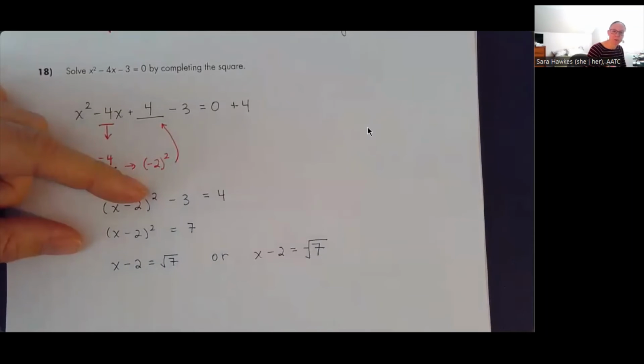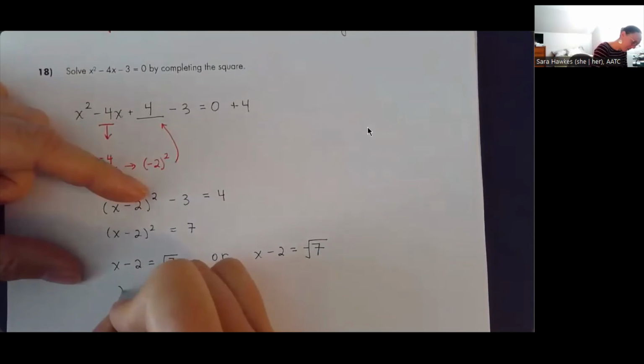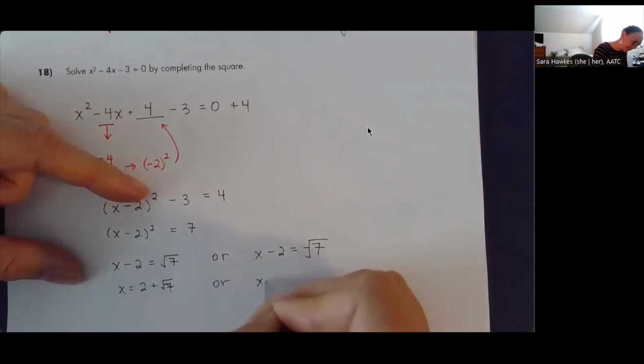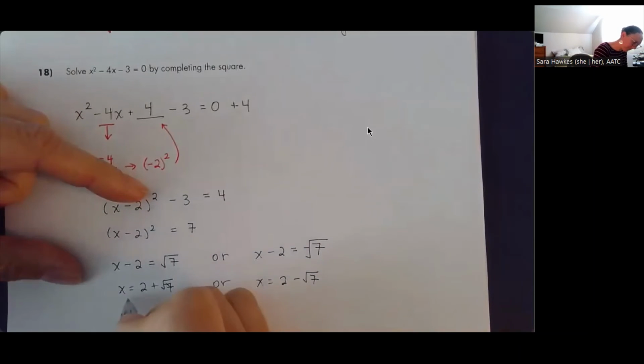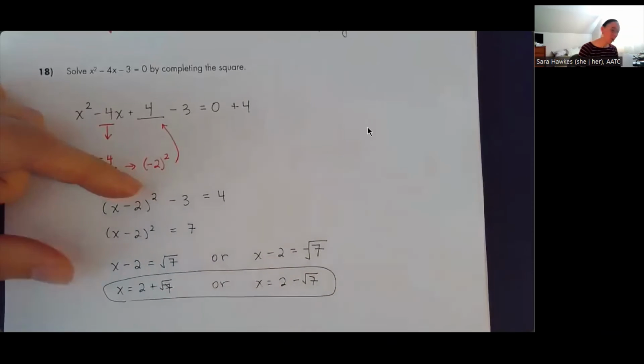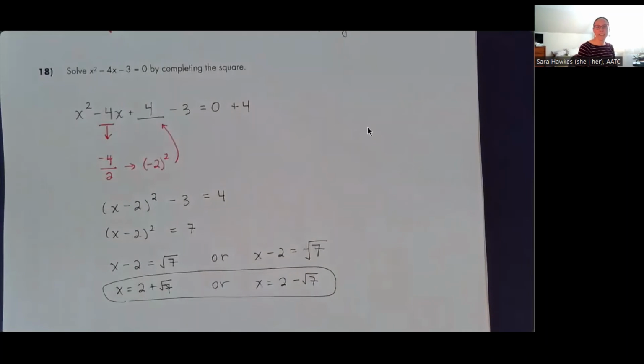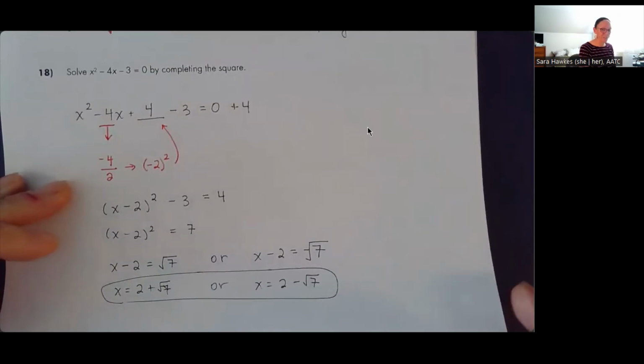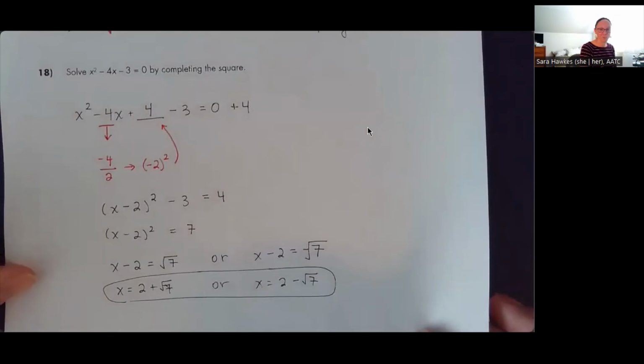I said square root, I wrote a regular 7. So final answer here, x is equal to 2 plus the square root of 7, or x is equal to 2 minus the square root of 7. Which should be the same answers that you would get if you used quadratic equation and then simplified your final answer. But it said I had to complete the square, so we completed the square.